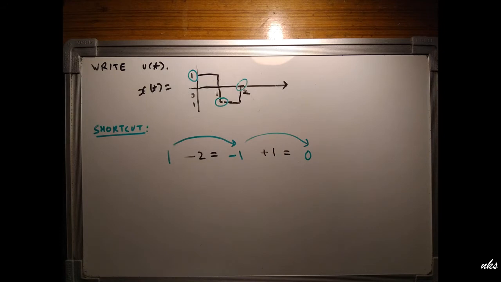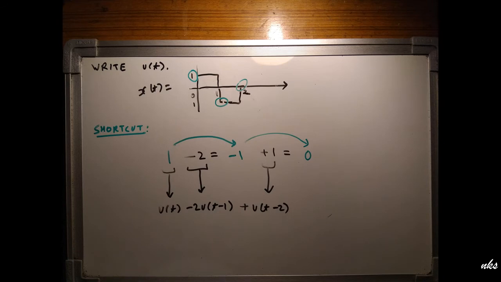So you can easily write, as shown on the screen, from 1 u of t you have to subtract minus 2 u of t minus 1. Then again from 1 I will get plus u of t minus 2. So this is the answer.